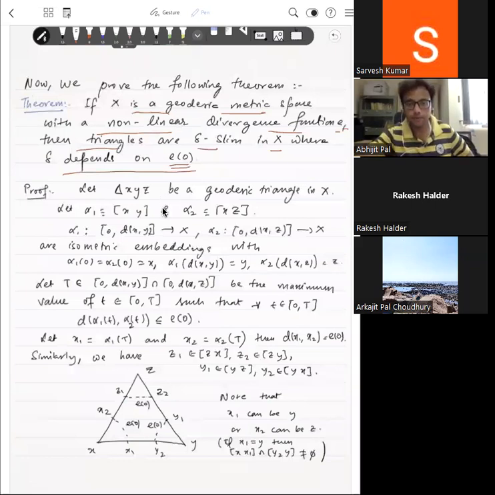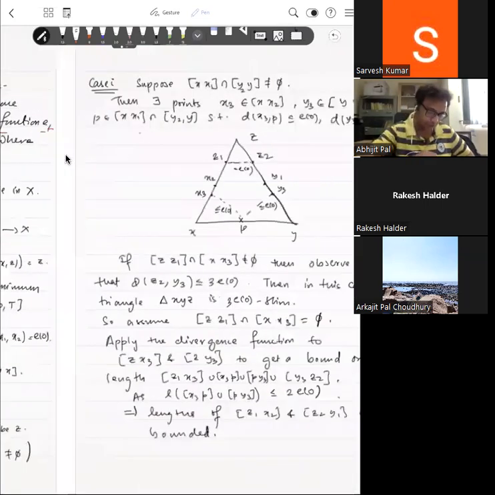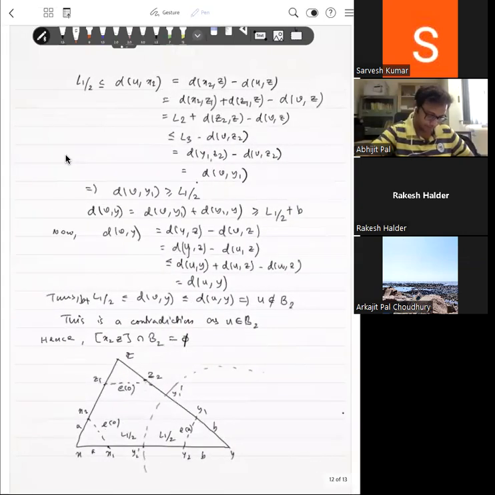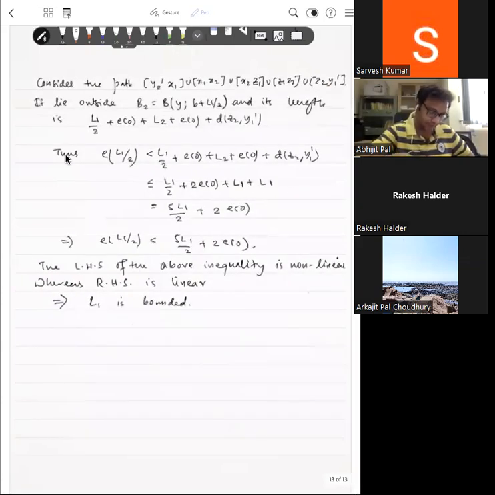So under root x, that is also a non-linear function, right? Yes, obviously. But suppose I have a geodesic metric space whose divergence function is under root x. So what we get here ultimately is this kind of thing.